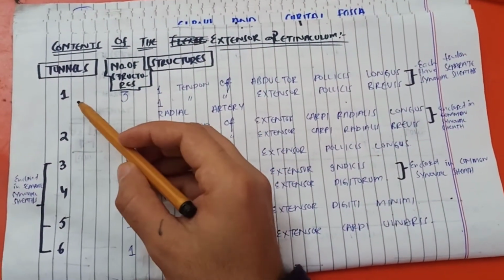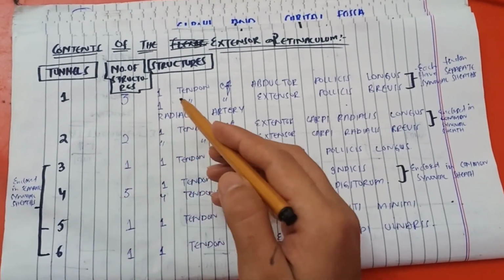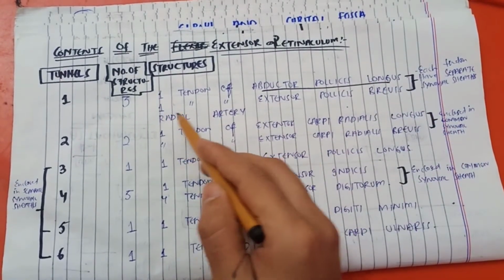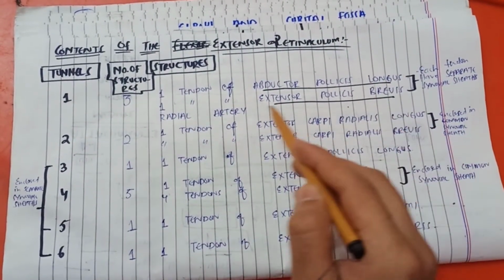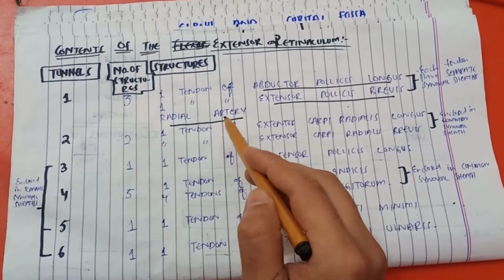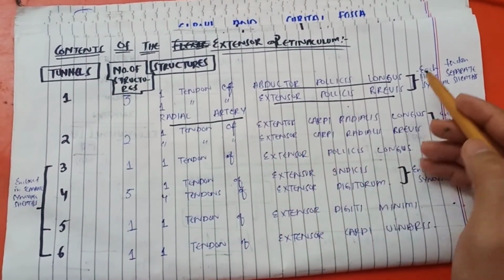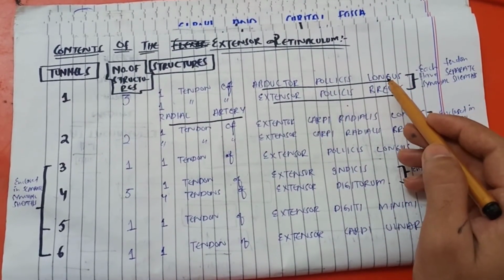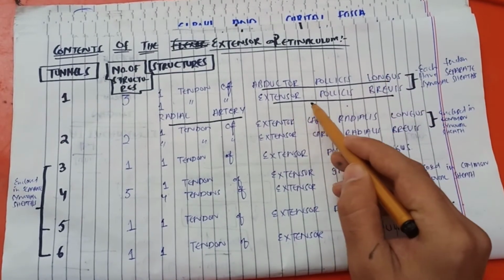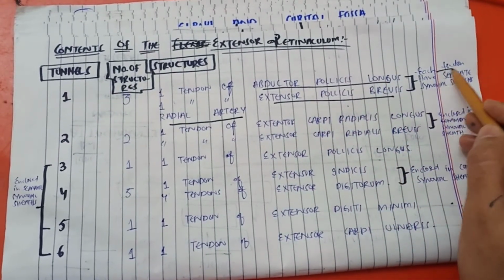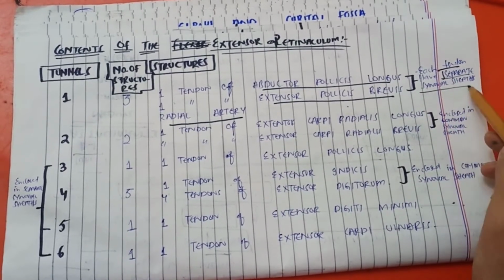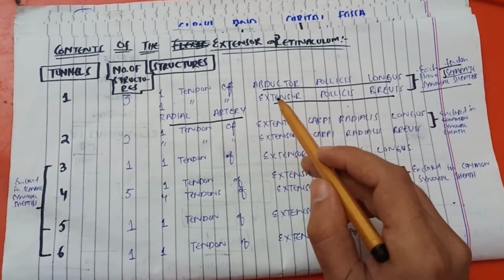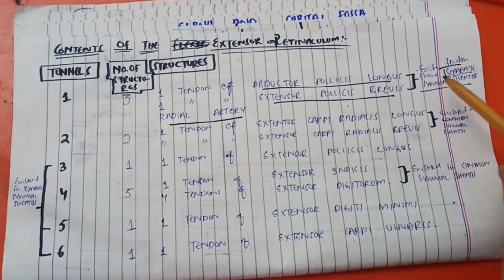So the first tunnel consists of three structures, that is, one tendon of the abductor pollicis longus muscle, one tendon of the extensor pollicis brevis muscle, and one is the radial artery. So these are the three structures. The abductor pollicis longus is one tendon, and the extensor pollicis brevis is the second tendon. Each tendon has a separate synovial sheath. They are enclosed in separate synovial sheaths, but they are present in one tunnel.